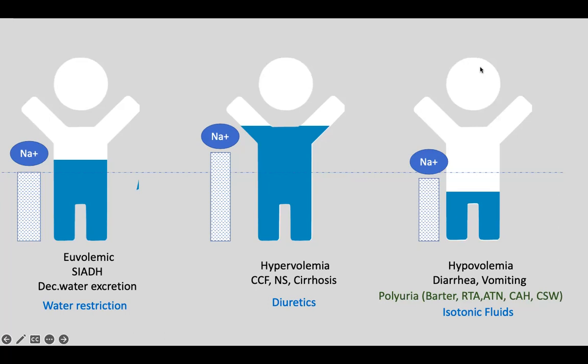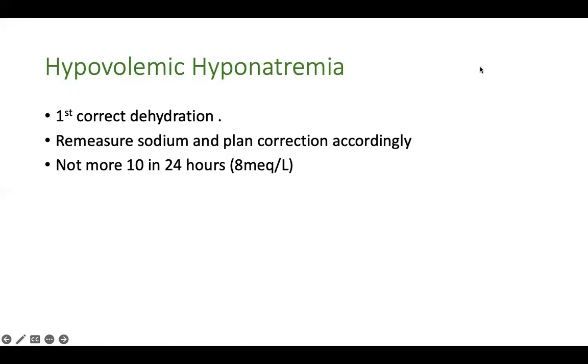So having said that, now let us move on to the next condition, that is hypovolemic hyponatremia. That is exactly what our baby has presented with. The patient is looking dehydrated and the sodium is low. Here, if the patient is acutely symptomatic with seizure, you're going to give 3% saline. That is a different story.